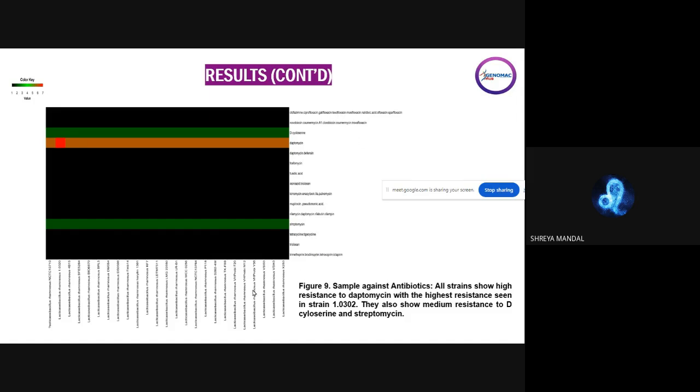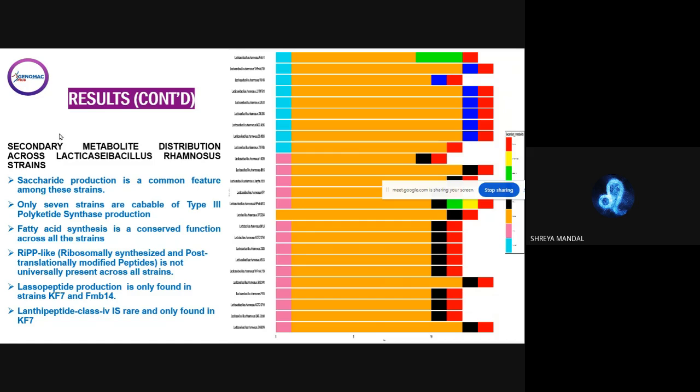So all the strains showed high resistance to daptomycin, with the highest resistance seen in the strain we had already mentioned, 1.302. After the secondary metabolite distribution across the Lactobacillus rhamnosus, we found that saccharide production is a common feature among these strains, and only 7 strains are capable of type 3. The blue color indicates the polyketide synthesis, and we can say there are 7 across the 7 strains, and fatty acid synthesis is a conserved function.